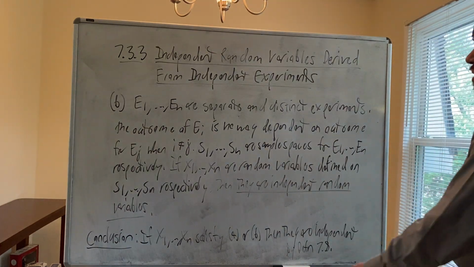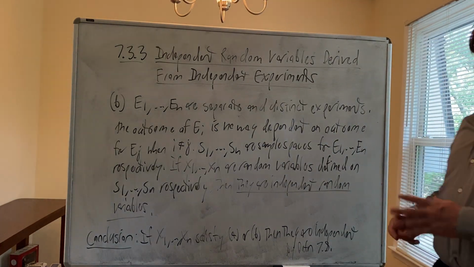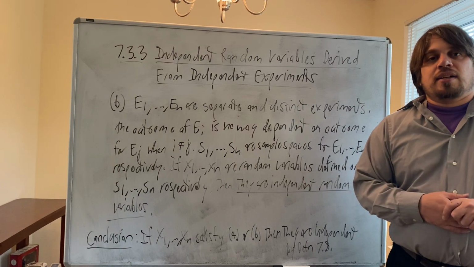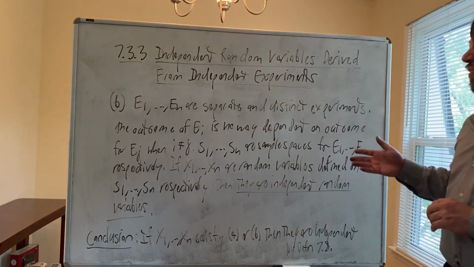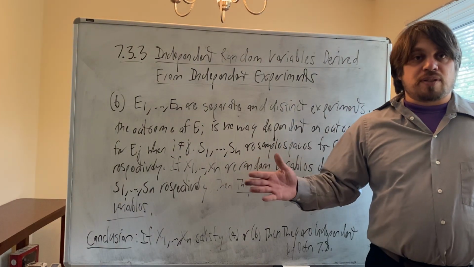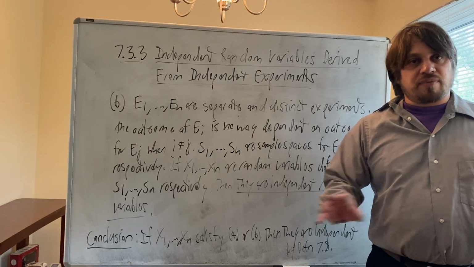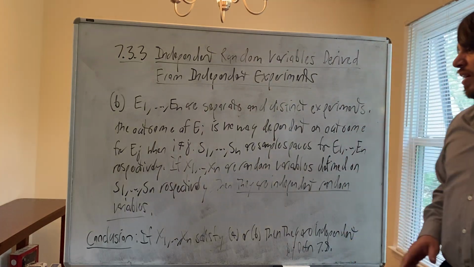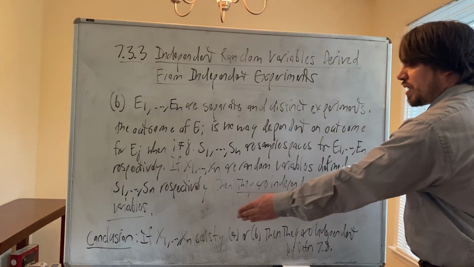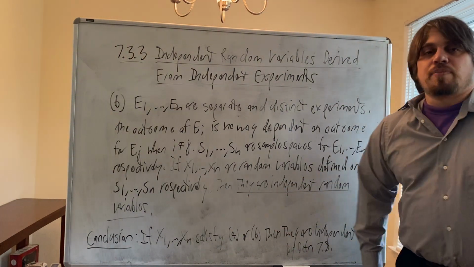Okay? So if you have a problem where you have an experiment repeated n times, that's A, or if you conduct n experiments where they're separate and distinct and the outcome of any one does not depend on the outcome of any other, if either of those two things happens for your n random variables X1 to Xn, then they are independent.